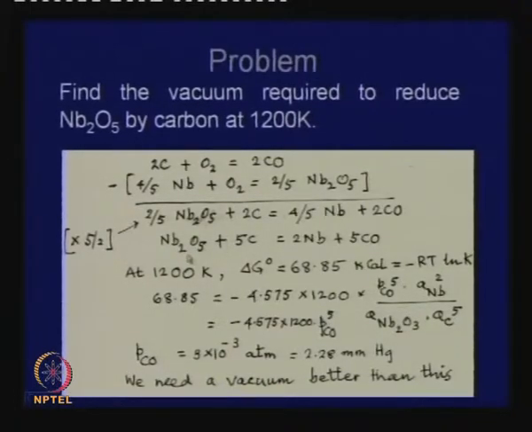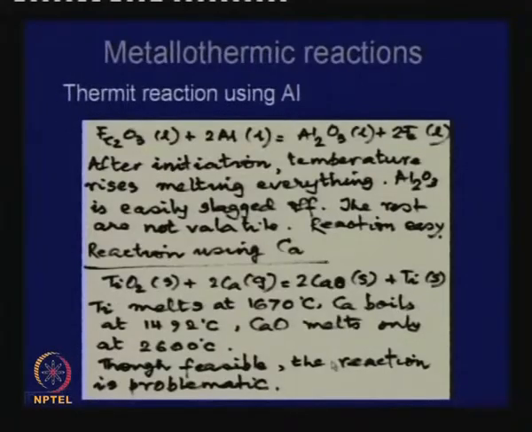See, normally for reduction of this, the free energy change is positive, but if we can remove this CO, by application of a vacuum, then we find that the equilibrium partial pressure is this. So, below that pressure of PCO, the reaction can be made possible. We have talked about thermit reaction, and analyzed that.